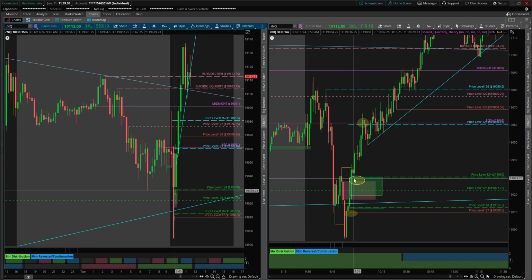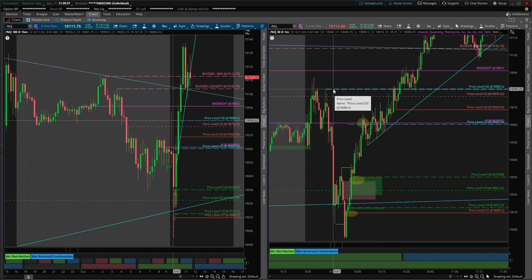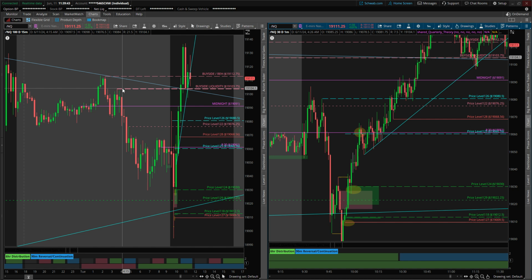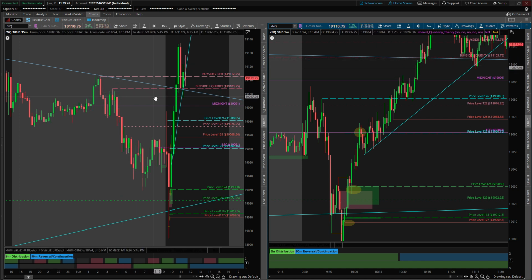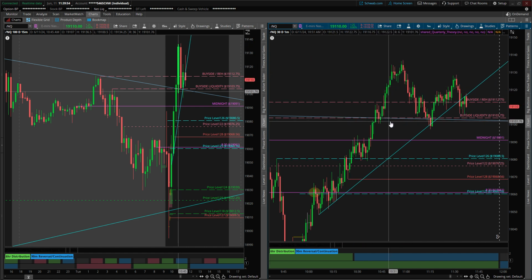Displace, break market structure, forms a bullish FVG, enter on the FVG, target opposing liquidity. Right here, swing point high, short-term swing point high, next opposing liquidity here, or London highs. You could have held for an extra 40 points if you wanted, or 36 points to be exact, but I personally didn't. That's just my risk management, how I work with my targets and everything.